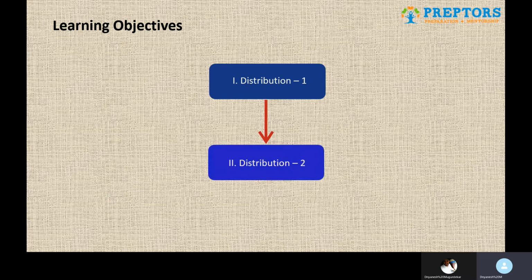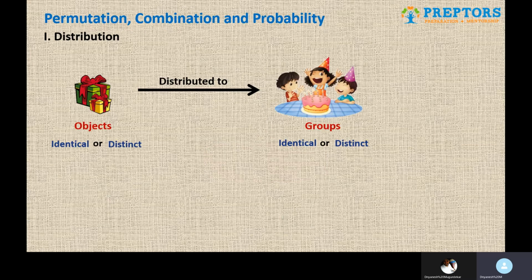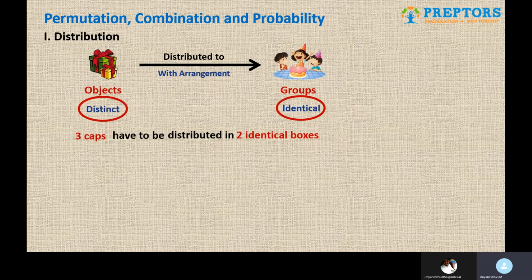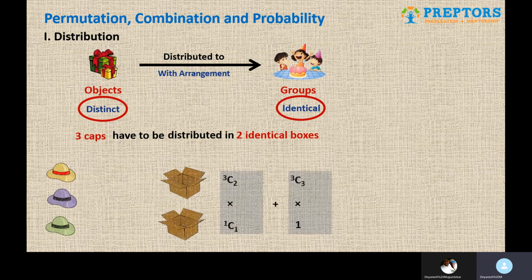The second part is basically an additional layer of difficulty. Not only are we going to distribute, but we are going to arrange the objects also in a certain possible way. So earlier we were only doing the selection, but with arrangement, 3 caps have to be distributed into 2 identical boxes. We have already explored that this is the pattern, but now not only are we going to select, but we are going to arrange them also.